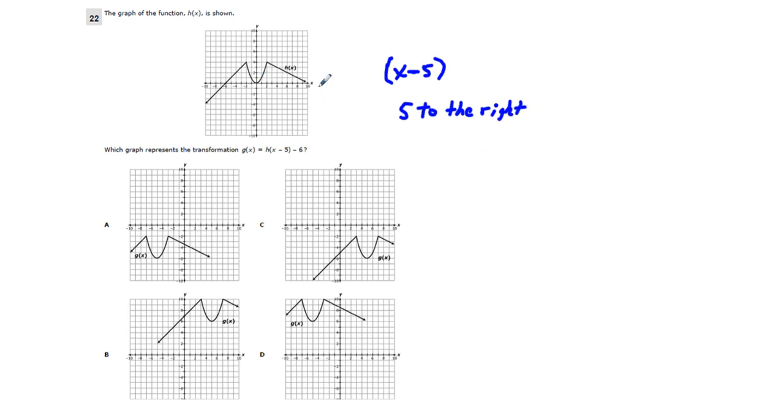So how do we go 5 to the right? Well, that's going to be not A or D. And then we have minus 6. And we are going to legitimately go down 6 and not up 6. So this one here, choice C, is 5 to the right and down 6. Okay, 5 right, down 6. So C is going to be our correct answer.